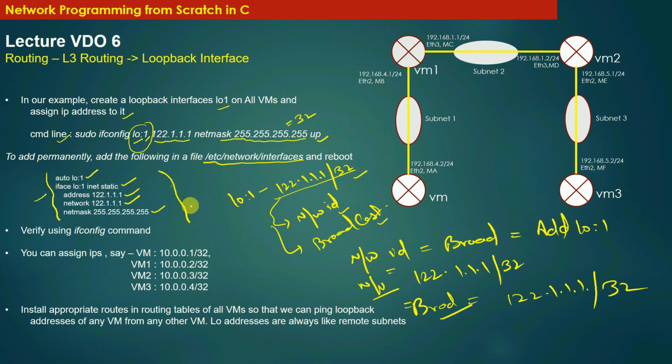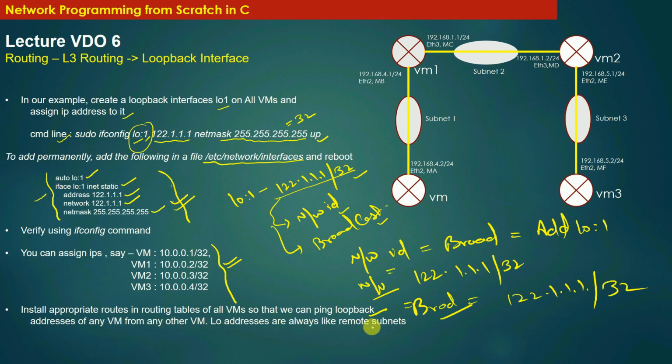Coming back, now you know how to configure a loopback interface on the router or on your VM. In this topology, you have 4 VMs. On each of the VMs, configure the loopback interfaces as follows. Once you configure the loopback interfaces on all four of your virtual machines, we have already discussed how to install routes in the routing tables. So, as an exercise, you need to install appropriate routes in the routing tables of all VMs so that we can ping loopback addresses of any VM from any other VM.